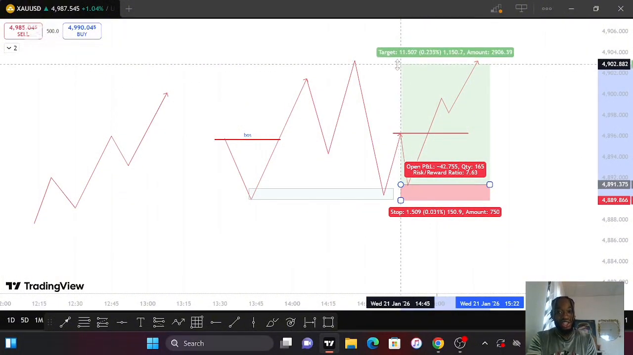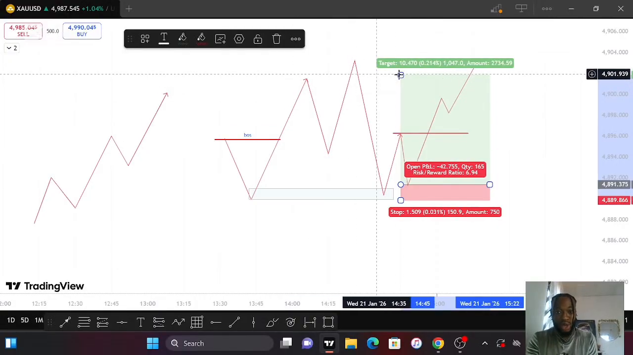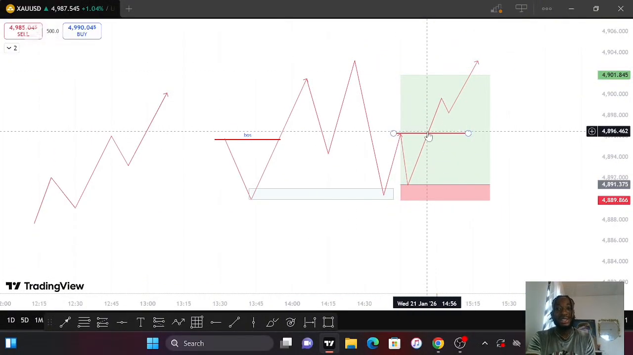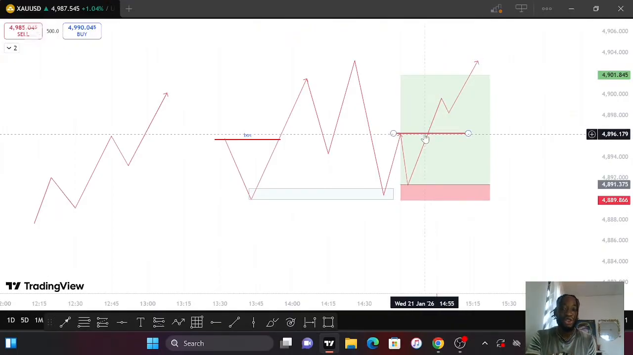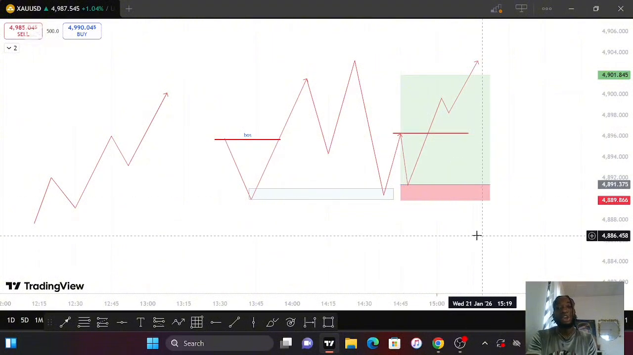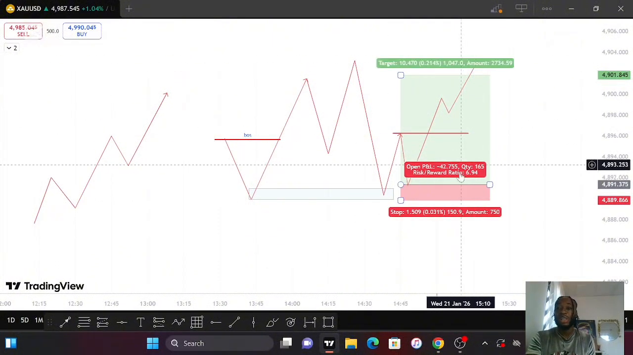Targeting this high initially, or this high, because it might serve as a QML also. But what did price do? Price got to this zone, then started giving me some sort of weak rejection. When I saw that, I was like, okay, there's high probability that price will push back down. So I got out of the trade, and unfortunately for me, price smashed my full take profit.